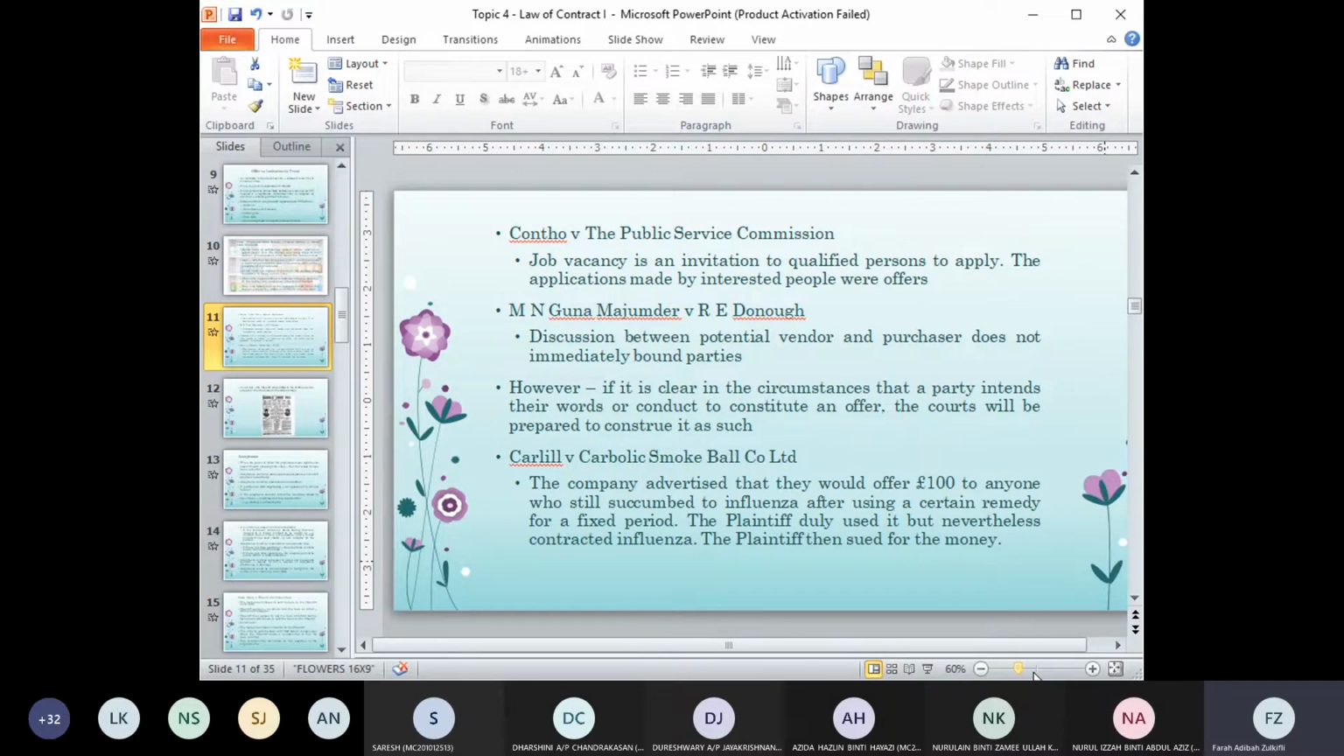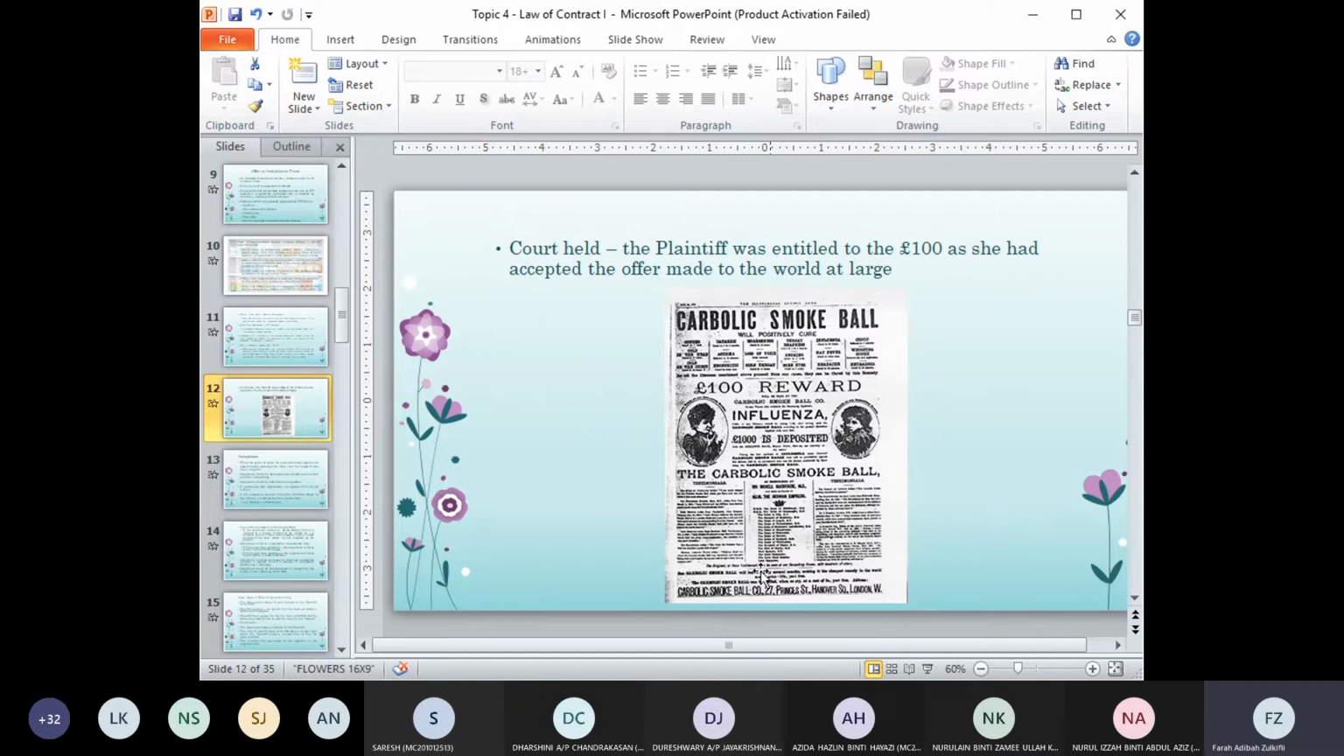So this one customer, the plaintiff, used the smoke ball for the period of time as required, but still contracted influenza. Okay, so when she contracted influenza, she claimed the money. The plaintiff, who is one of the customers, claimed the reward of 100 pounds sterling. So in this case, the court held that what the company did was not making an invitation to trade. They are actually making an offer.